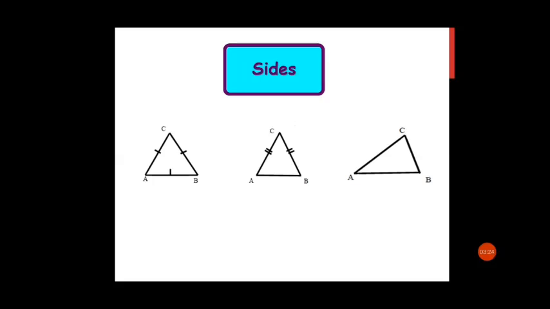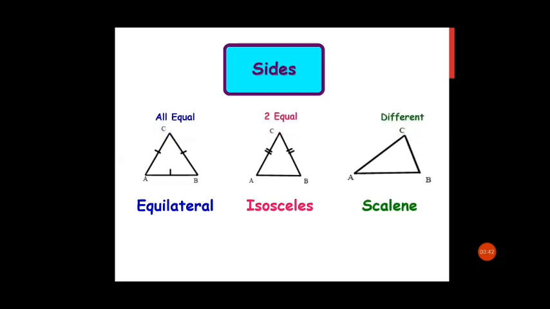So now we have three types of triangle according to the sides. The first is that when we have all sides equal, we call it equilateral. The second is that when we have only two sides equal, we call it isosceles. And the third is that when we have all sides different, we call it scalene triangle. So here all equal, here only two equal, here all are different.